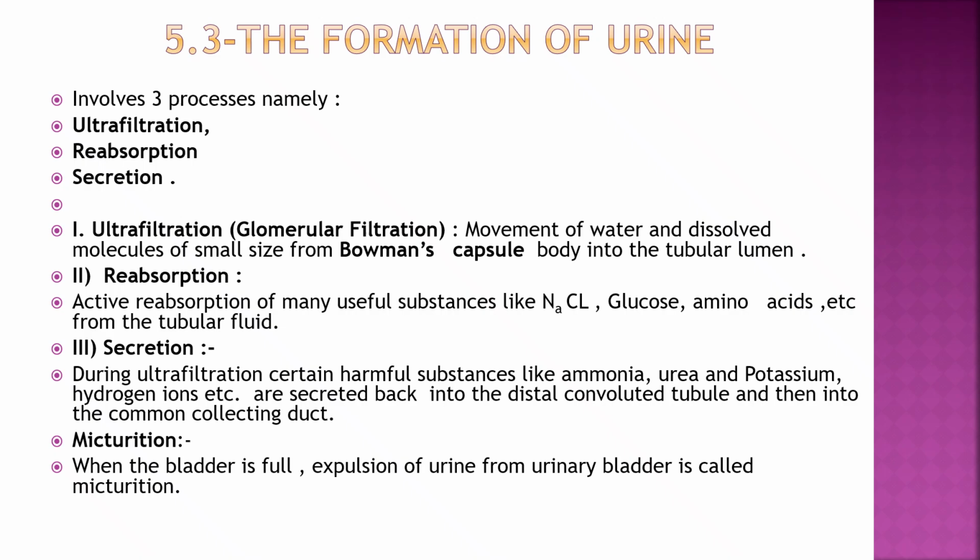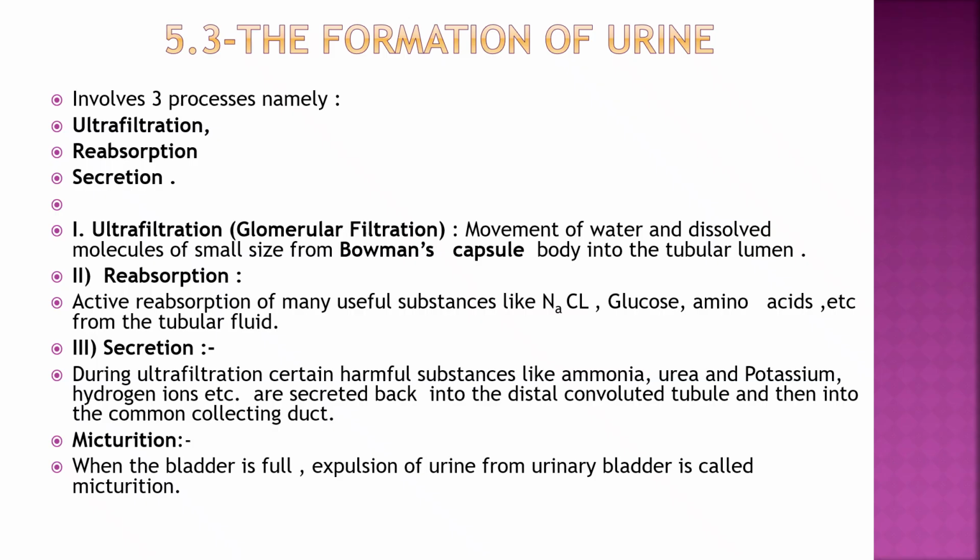Formation of urine takes place in three stages: ultrafiltration, reabsorption, and secretion. Ultrafiltration takes place in Bowman's capsule. The liquid portion of the blood is filtered through Bowman's capsule, except the cells and proteins.